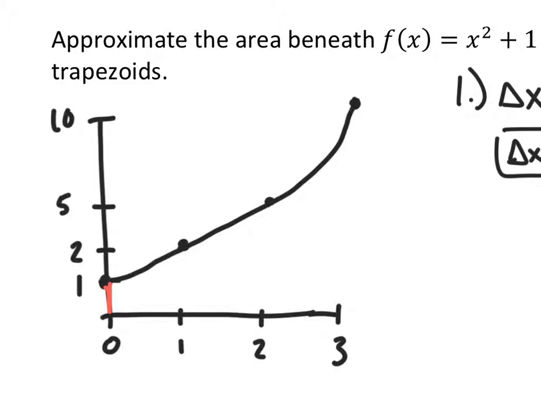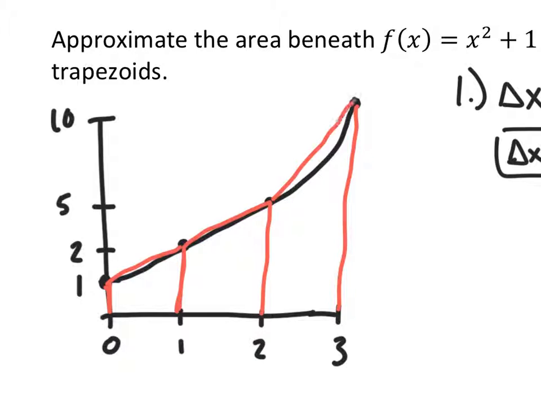So here's the first y value, my second y value, my third y value, and my fourth y value. I'm going to go ahead and draw in my trapezoids here. And I know that this y value is 1. At 1, I plug in 1, I get 2. If I plug in 2, I get 5. If I plug in 3, I get 10. So these are my different y values.